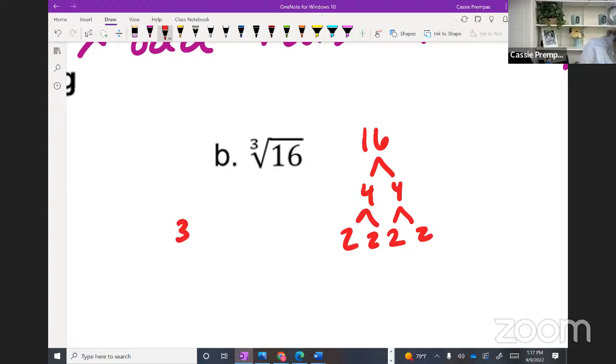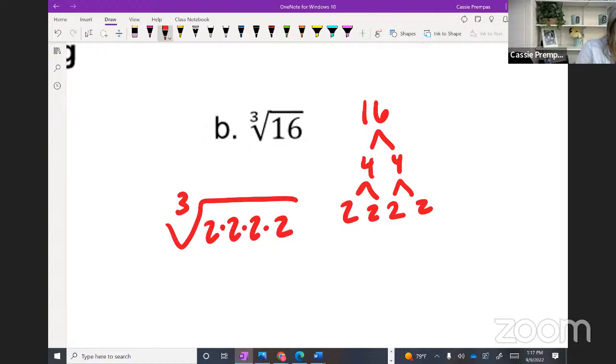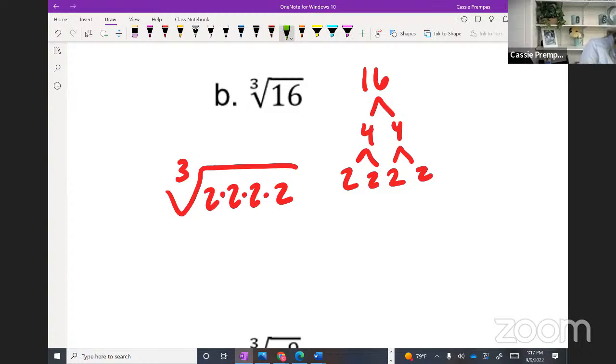So as I write this out, it's the cubed root of 2 times 2 times 2 times 2. How many of the same do I need before I can take it out? 3. So I see 3 of these. I'm going to cross it off, take it to the outside. And my answer will end up with 2 cubed roots of 2.